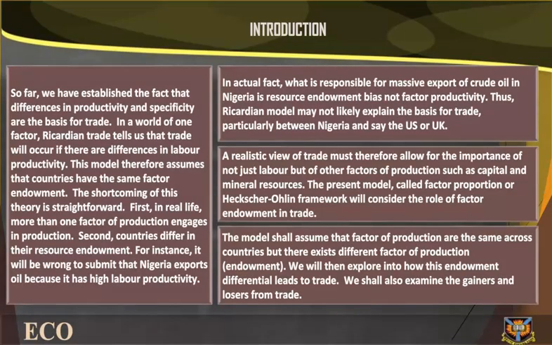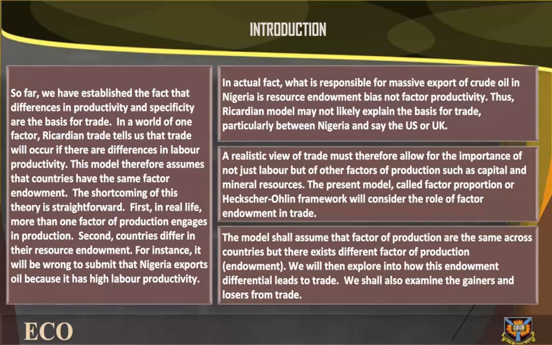Introduction. So far, we have established the fact that differences in productivity and specificity are the basis for trade. In a world of one factor, Ricardian trade tells us that trade will occur if there are differences in labor productivity. This model therefore assumes that countries have the same factor endowment. The shortcoming of this theory is straightforward.